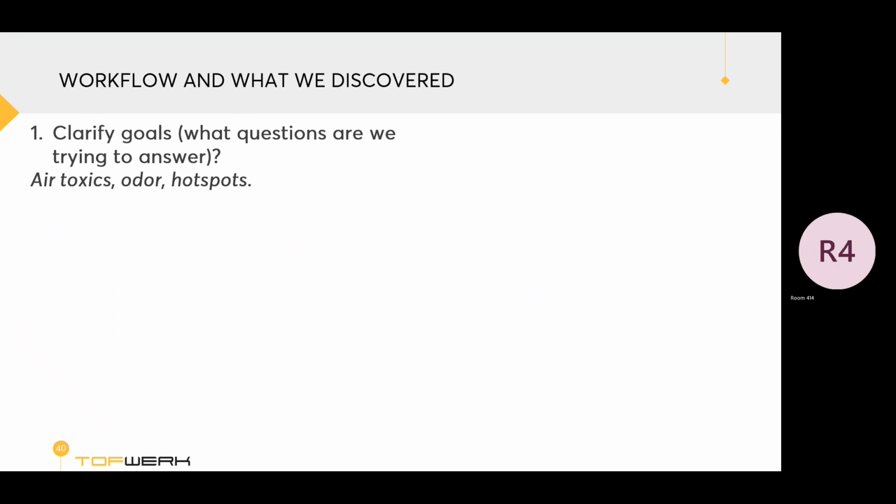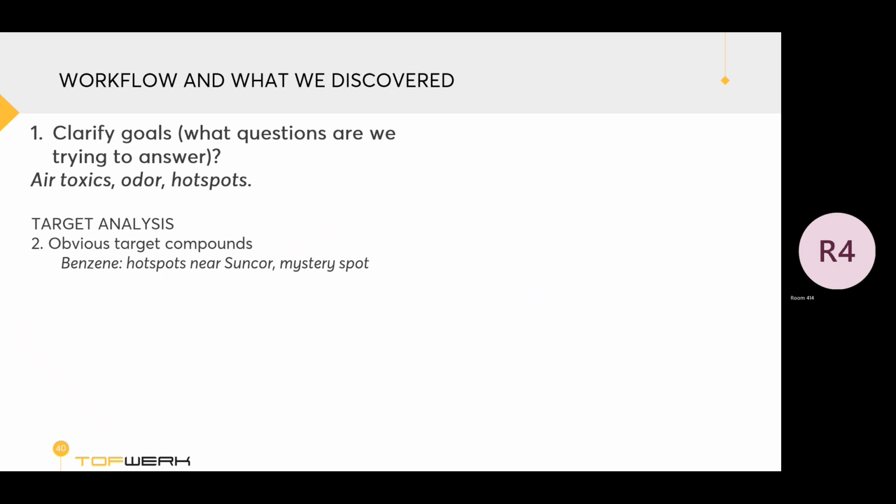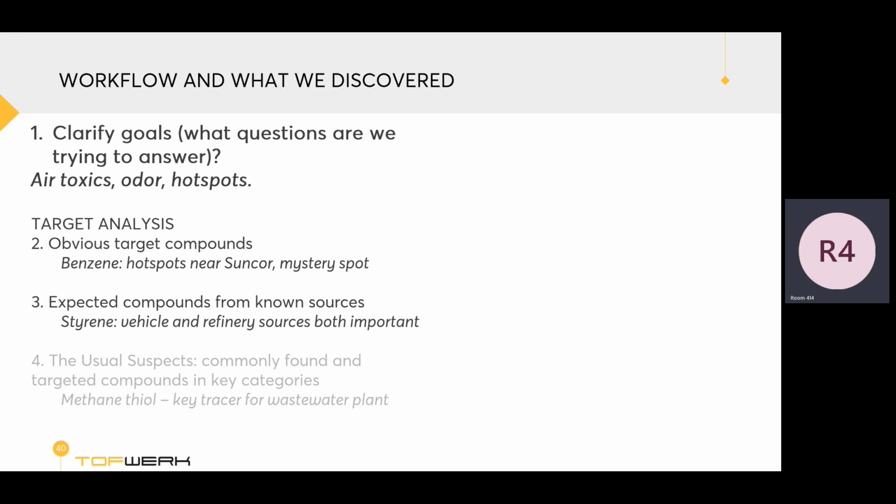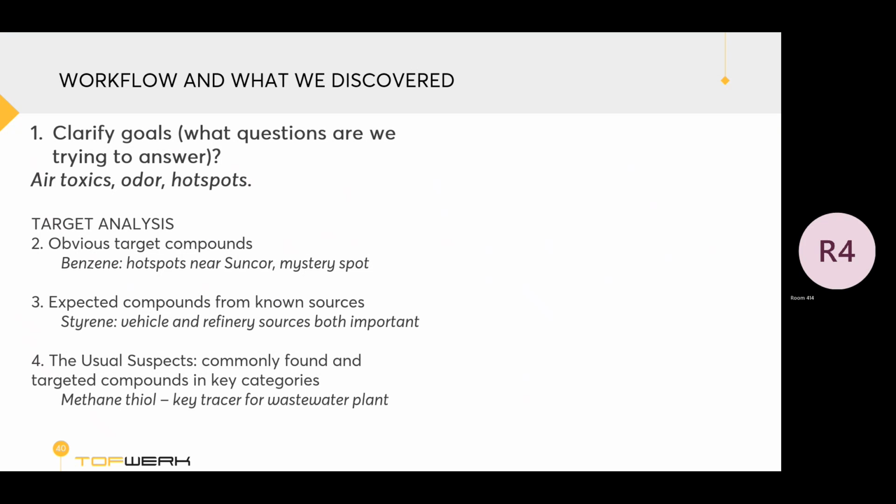Okay, so here's a review of the workflow steps and what we discovered. First, clarify goals. Then, target compounds, including regulated species, that customers suggest are already out there, and protected compounds from new sources. Here I show the styling. Then, group compounds in categories. Here I looked at methane trial from the wastewater plant.